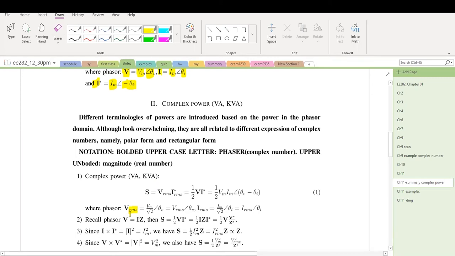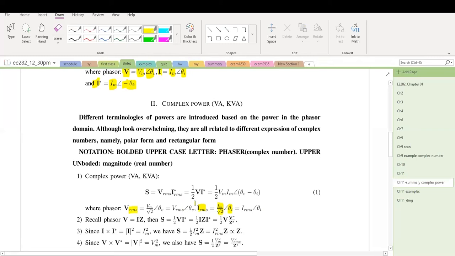Let's introduce the phasor of RMS values. So V RMS equals Vm divided by square root 2, the same angle of theta V, because the RMS value for the sinusoid is Vm, the magnitude, divided by square root 2. That equals V RMS angle theta V. And the same thing for current, I RMS phasor equals Im, the magnitude of the current, divided by square root 2, the same angle of theta I, that equals I RMS angle theta I.